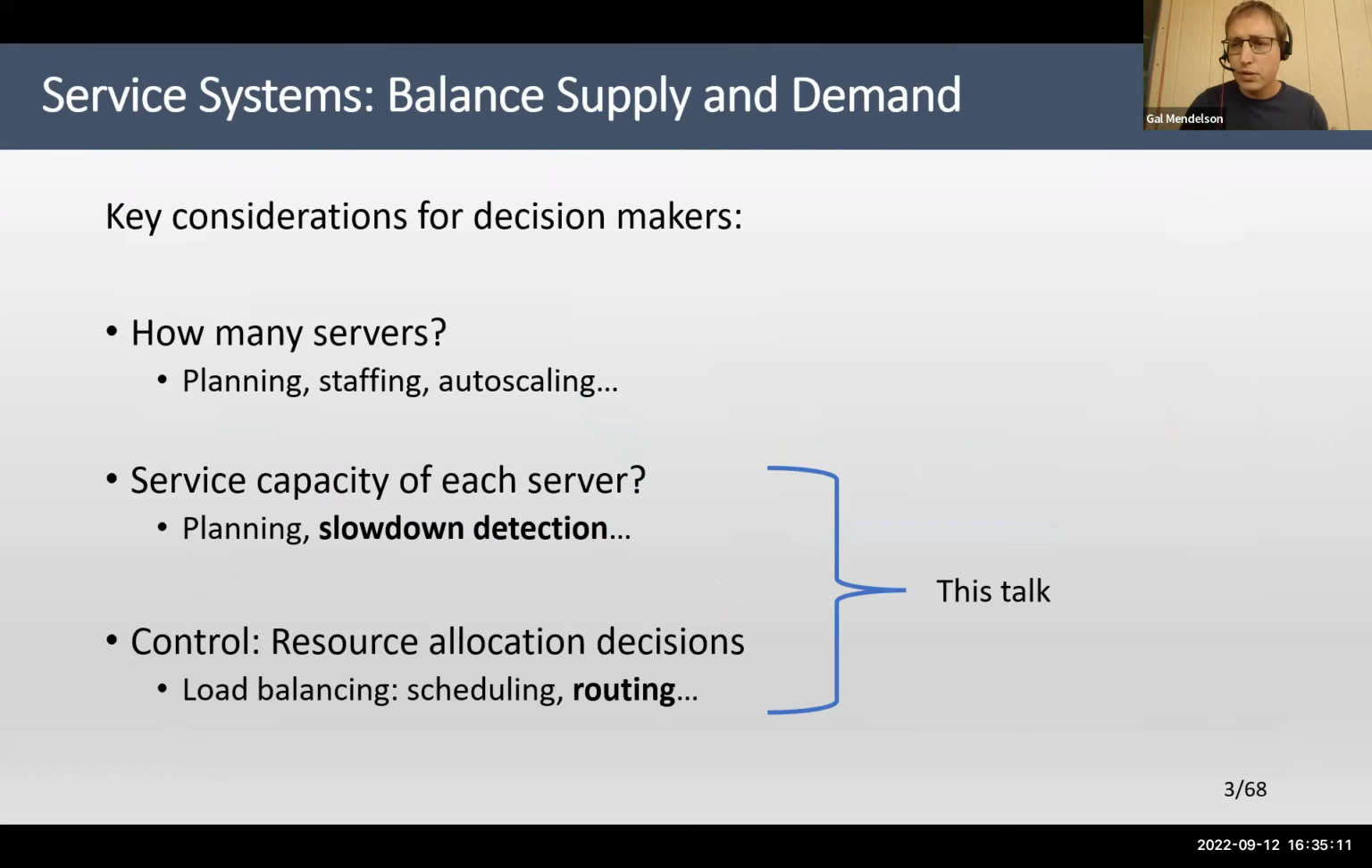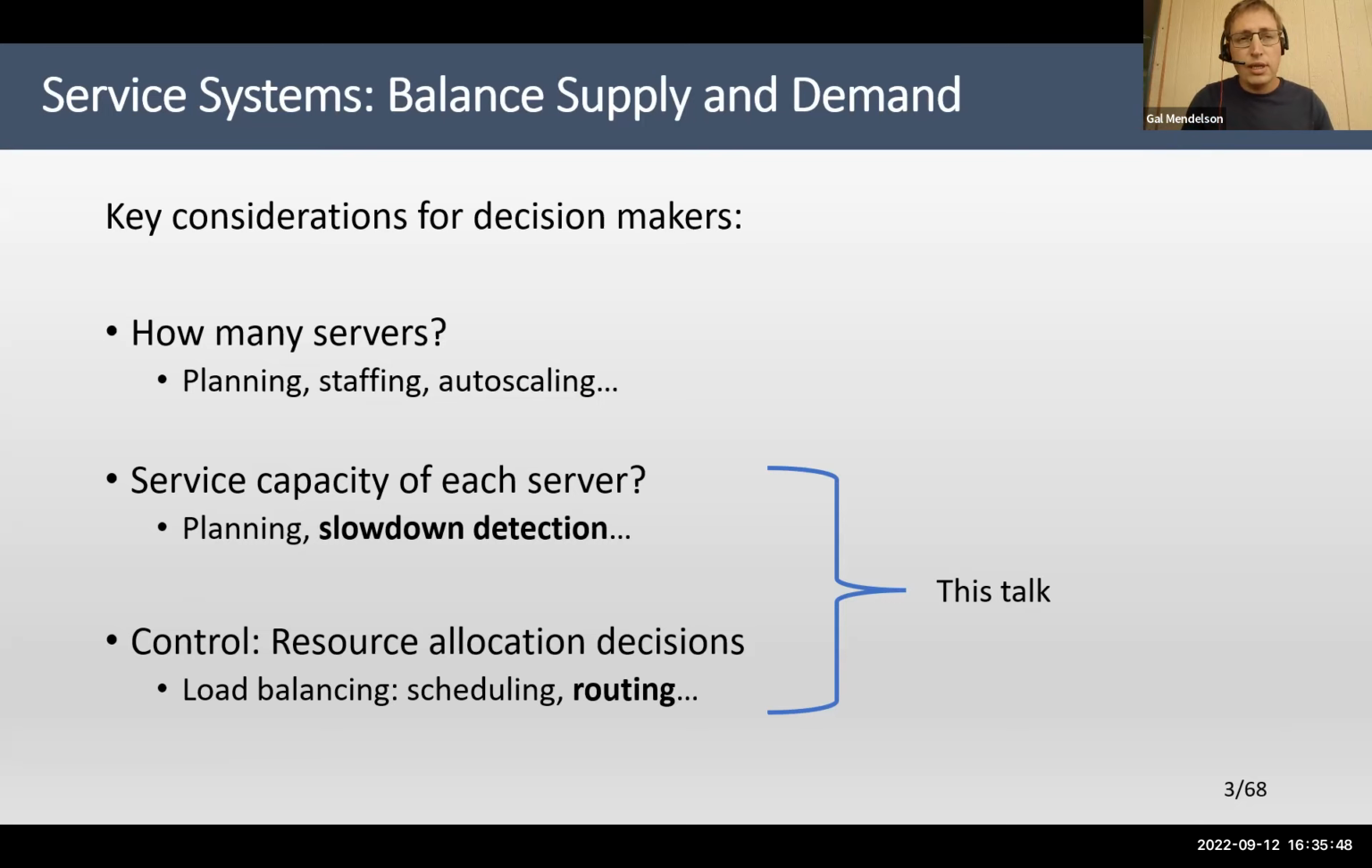So here are some key considerations for decision makers in this type of systems. One is, how many servers do I need? How many beds in the hospital ward? How many telephone call center employees, or how many servers do I need in my data center? The second thing, which we sometimes take for granted, is the service capacity of each server. So it doesn't only matter how many servers I have, it also matters what is the service capacity that each server can provide for the supply in the system.